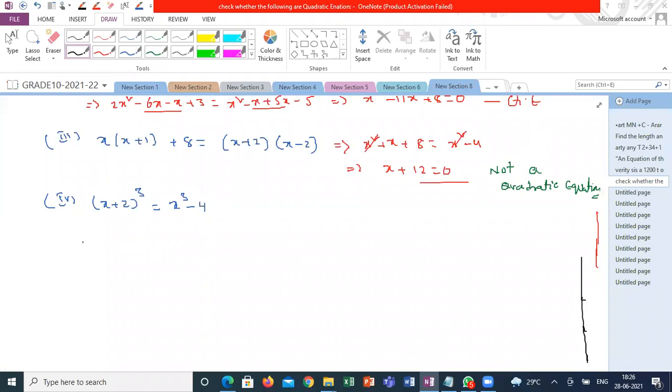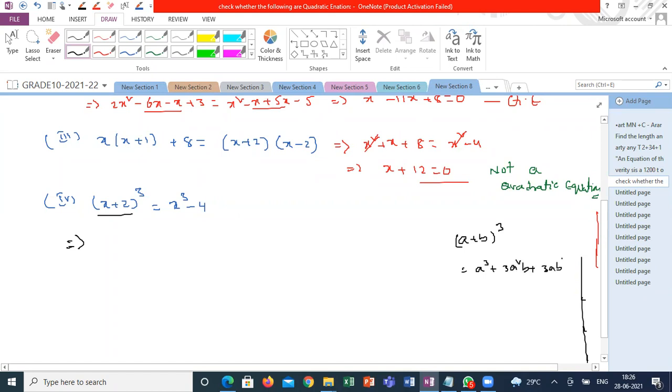What about the fourth one? What formula do you have to use here? What is the (a plus b) whole cube formula? It is a cube plus 3a square b plus 3ab square plus b cube. So if I apply this formula, x cube plus 3x square 2, that is 6x square, plus 3x into 2 square, that is 12x, plus 2 cube is 8, that is x cube minus 4.